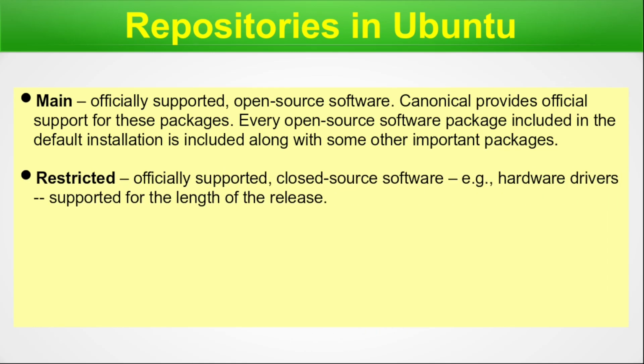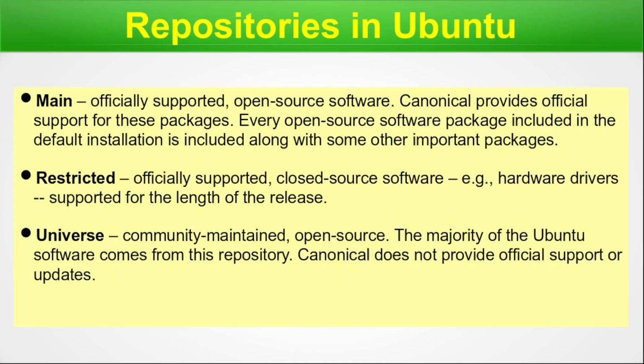Restricted: officially supported closed source software, that is hardware drivers, supported for the length of the release. Restricted is for closed source software. Universe: community maintained open source. I already mentioned that Linux is an open source system and many people contribute to software, they help to enhance software by their own contribution in the software code. That makes a community. So if such a community exists for a particular distribution, say Ubuntu, all those contributions will be kept in a particular repository, and that repository is named universe. The majority of the Ubuntu software comes from this repository.